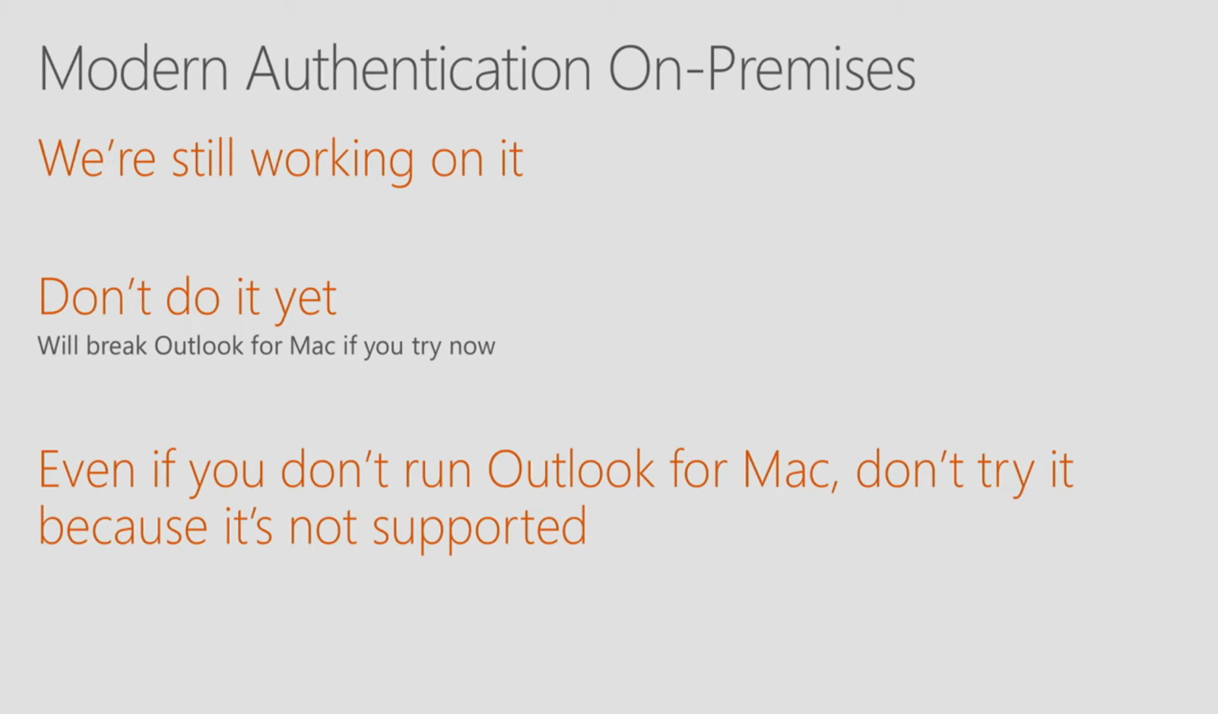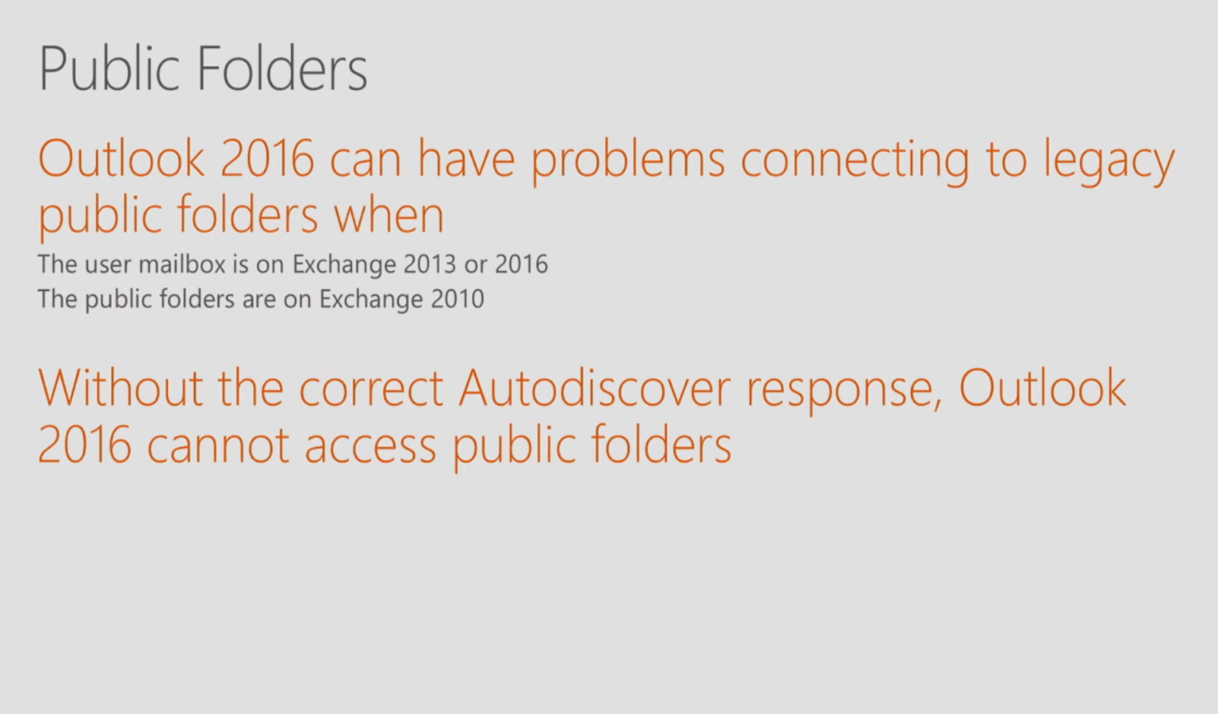And again, this doesn't seem like a big deal, but we have customers doing this, and we get support calls that Outlook for Mac clients aren't working now. And we're like, well, what did you do? Well, we turned on modern authentication. Don't do that. Okay, public folders.